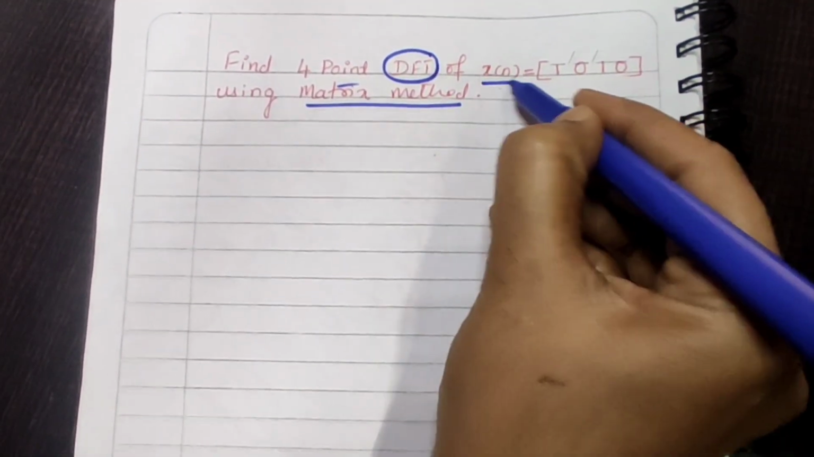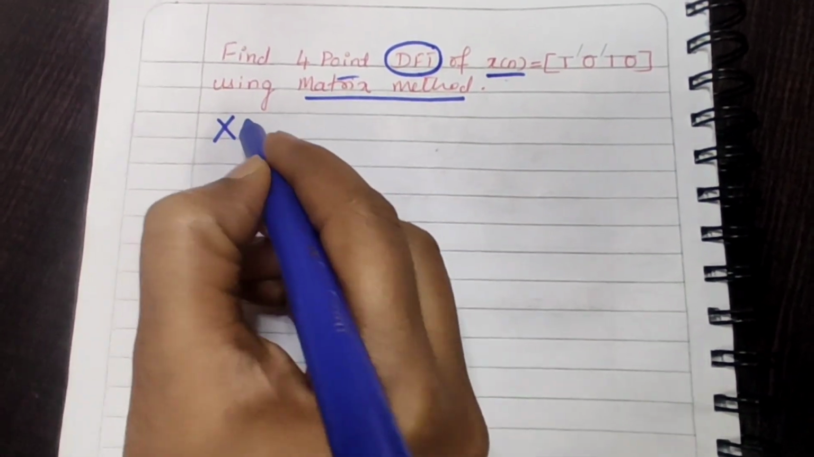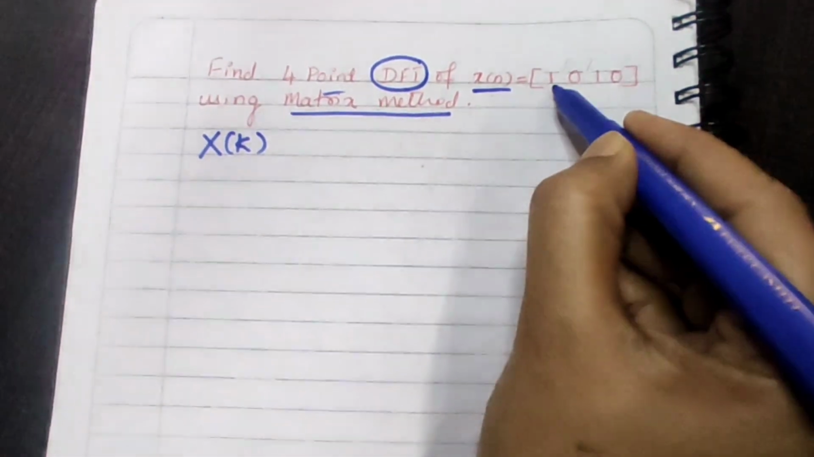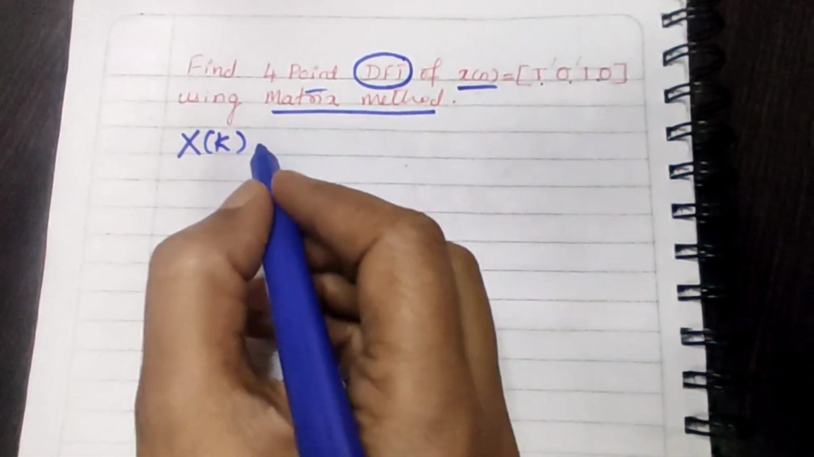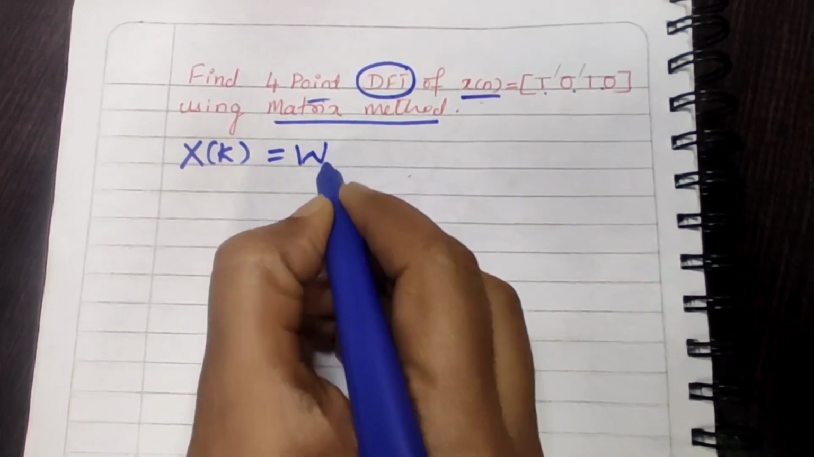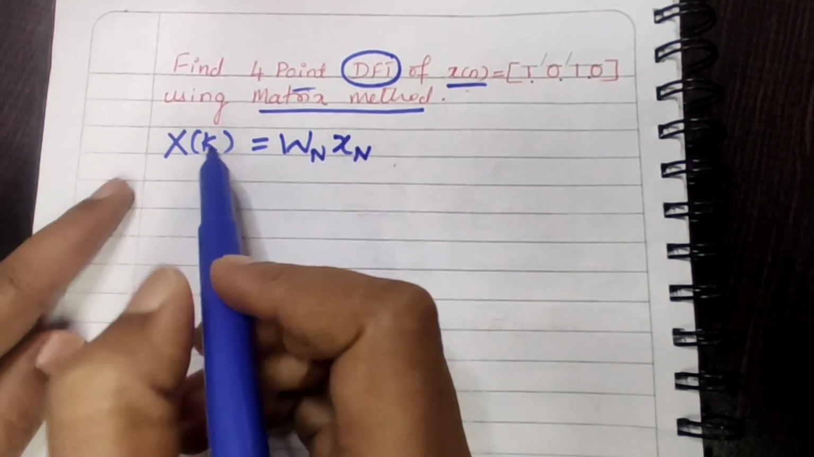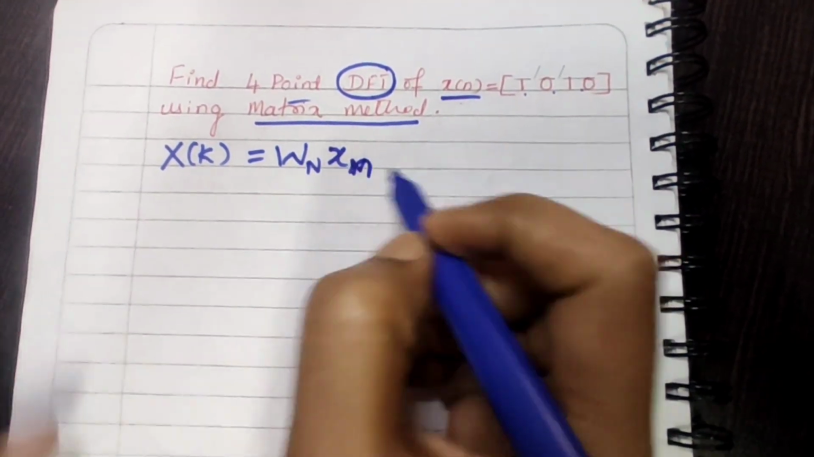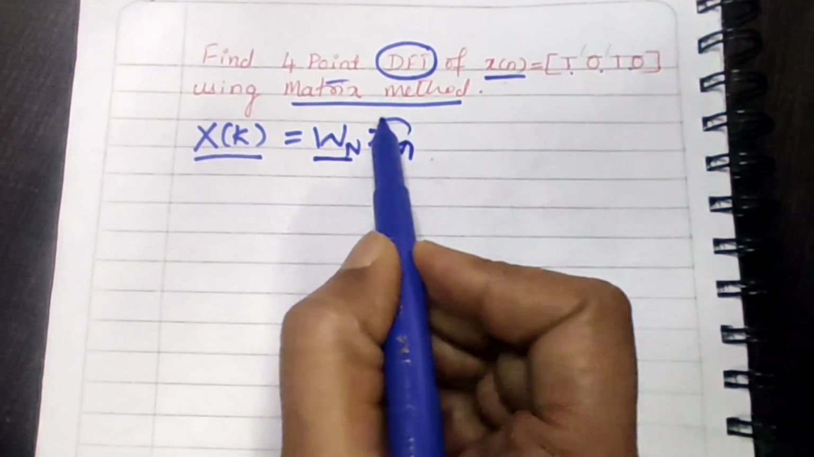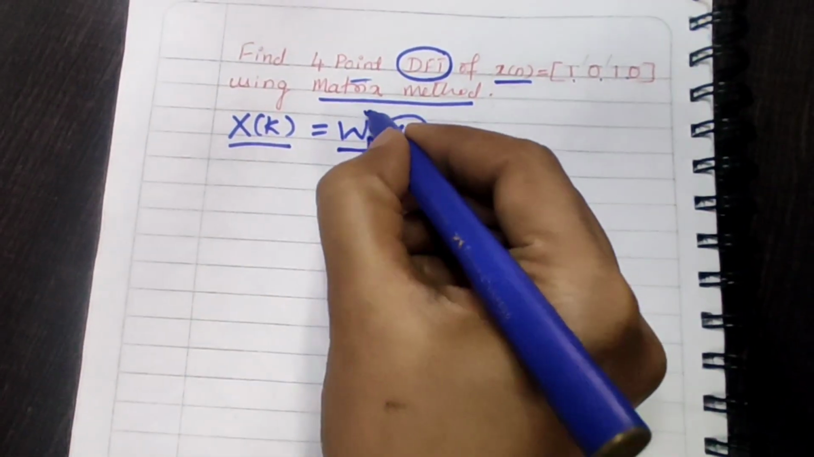So we have to find the DFT, meaning capital X of k, from x of n, which is 1 0 1 0. Using the matrix method, the formula is X of k equals W_N into x of n. This is a small n. We have to find X of k, and a twiddle factor must be multiplied with the sequence in the time domain. So let us first find the twiddle factor.